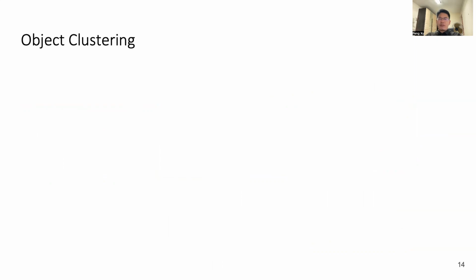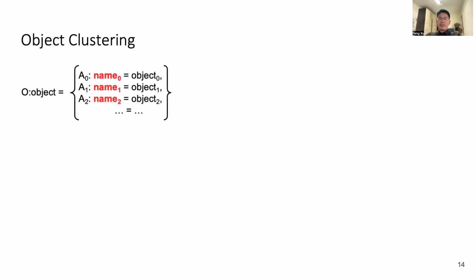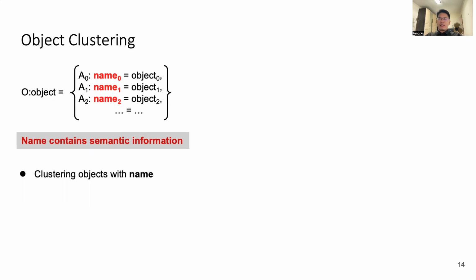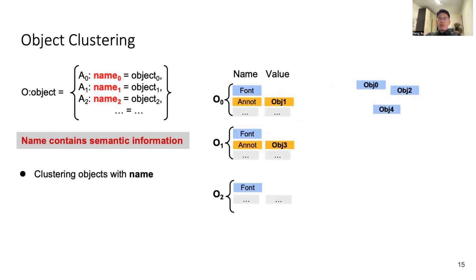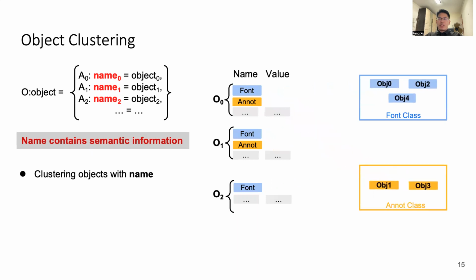The first part of our solution is object clustering. An object usually consists of some attributes. Each attribute is a pair of name and object. Through our observation, the name of an object usually carries some semantic information. So in the first step, we cluster native objects with their names. It's very simple. We just put objects with different names in different categories.